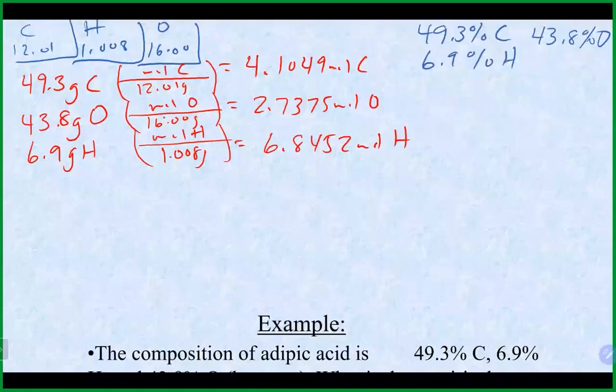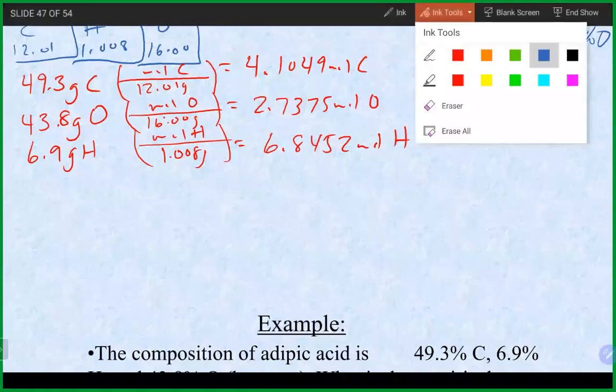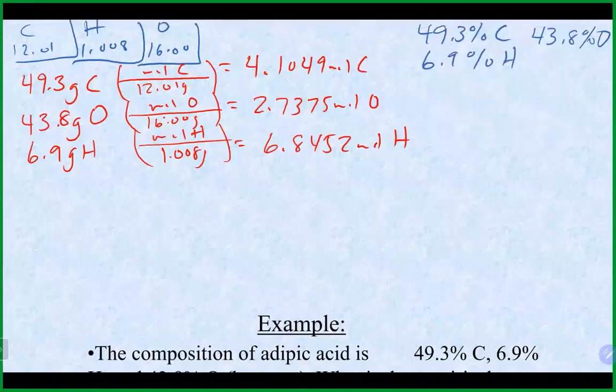Get some of this stuff out of my way, maybe. Oh, you get it. So we're here. I kept it, huh?